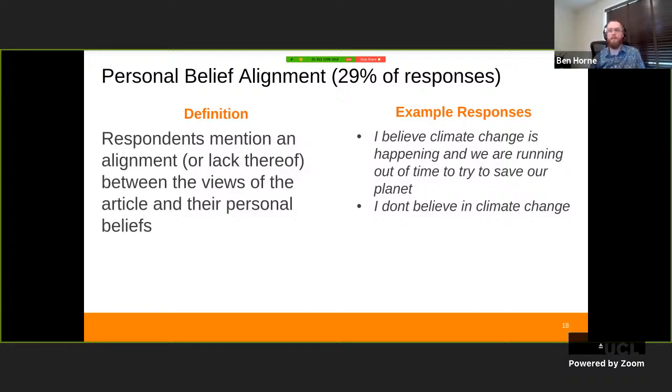That's personal belief alignment, or something we would call confirmation bias. And this was the vast majority of our responses. 29% of them contained some sort of reasoning that aligned with their beliefs. So some examples: I believe climate change is happening, we're running out of time to try to save our planet, or something as simple as I don't believe in climate change, and that's sort of it. There's not much more reasoning than that. The key here is that they're saying they believe in something, and that belief is what's driving their reasoning, even if it's driving it correct or incorrect, right? They're still relying on their belief.